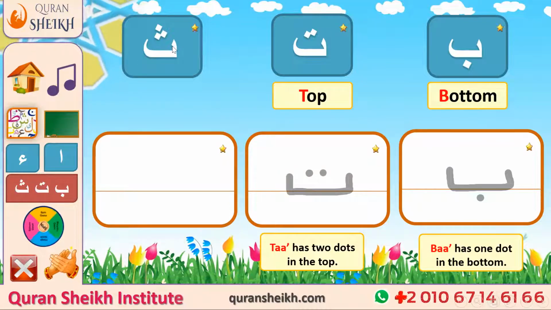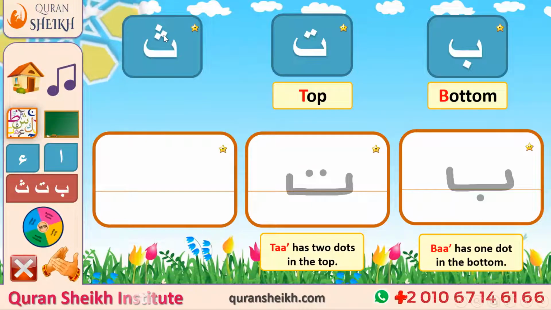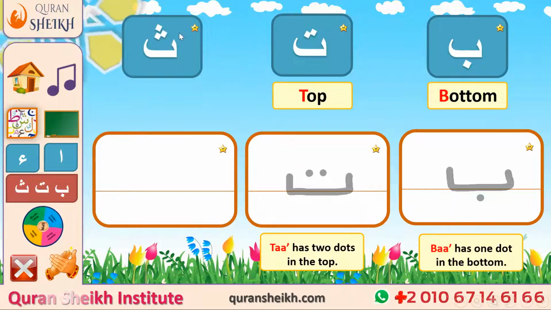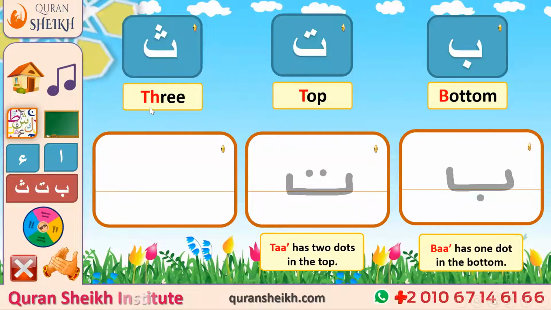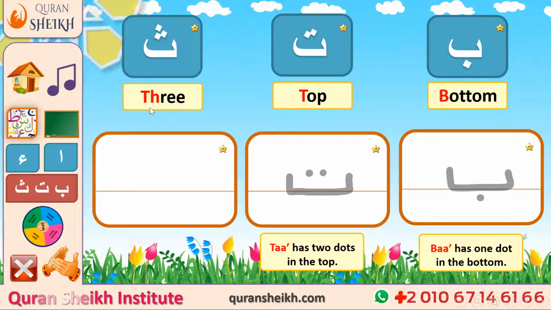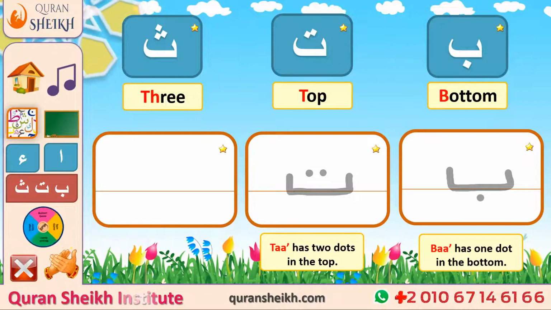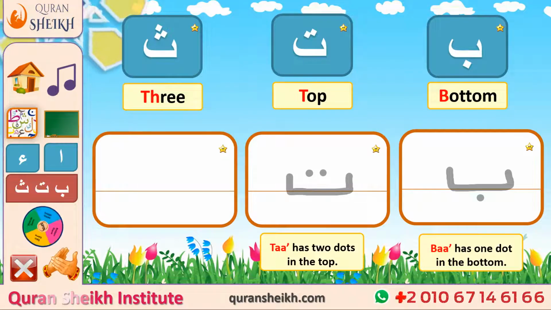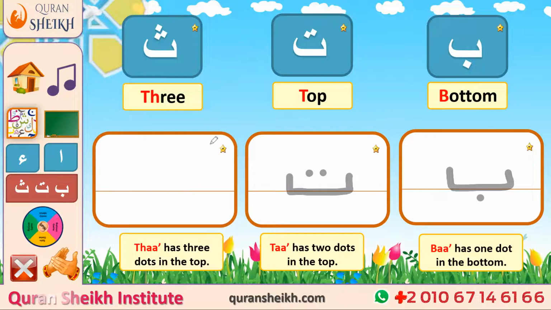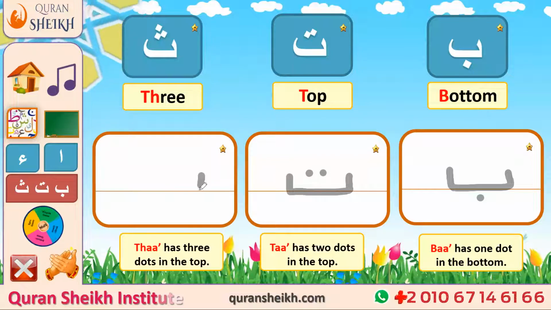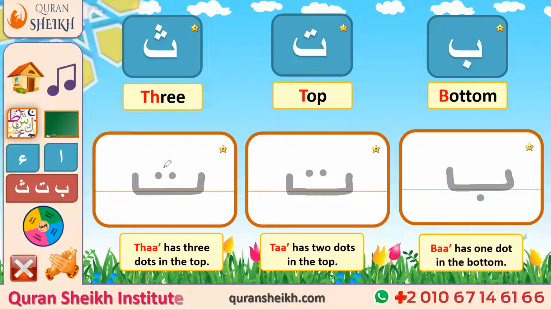Okay, the third letter, it has one, two, three dots. Yes, great. Three dots at the top. Three. From number three. Keep your tongue out of your teeth while you pronounce three. Okay, how can we write down this letter Tha? It's so easy. Tha has three dots in the top. Remember, one, two, three, Tha.